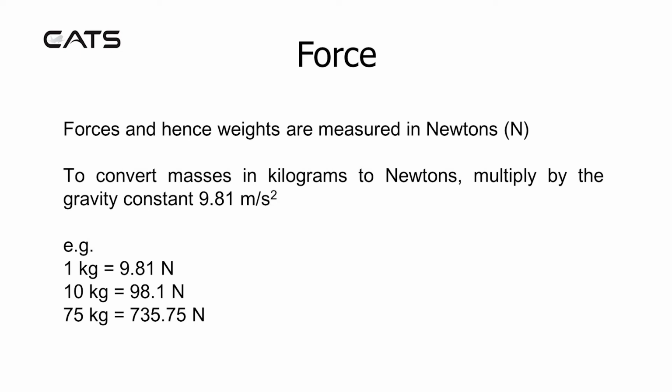Force. Forces and hence weights are measured in newtons. To convert masses in kilograms to newtons, multiply by the gravity constant 9.81 meters per second squared. For example, 1 kilogram equals 9.81 newtons. 10 kilograms therefore equals 98.1 newtons, and 75 kilograms equals 735.75 newtons.